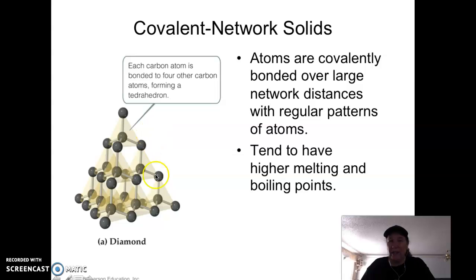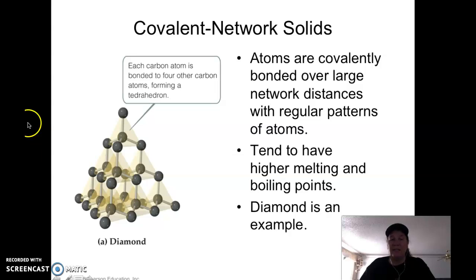Okay, the atoms are covalently bonded. They form these regular patterns, and a covalent network solid has a higher melting and boiling point. And again, a diamond has the strongest of the covalent bonds. Okay, the covalent network solids, I guess I should call them. But they form a tetrahedron instead of sheets like the graphite did. Those can slide across each other. That's why they're much softer.